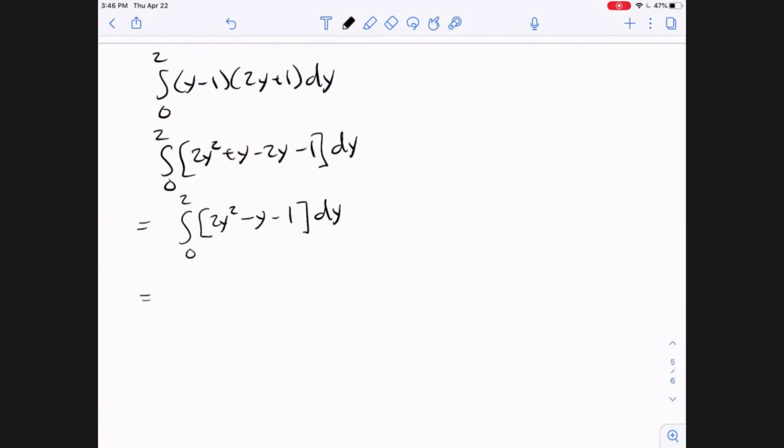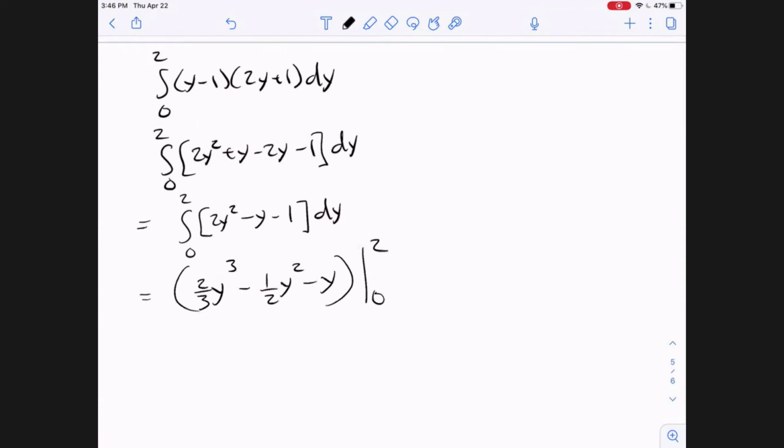So let's take the antiderivative. First term, you add 1 to the exponent and divide by 3, so you get 2/3 y cubed, minus 1/2 y squared, minus y, from 0 to 2. Any questions so far?